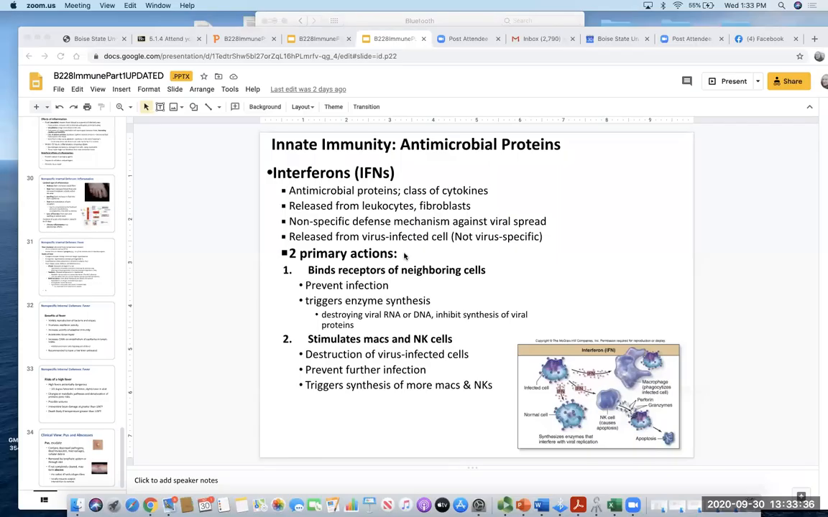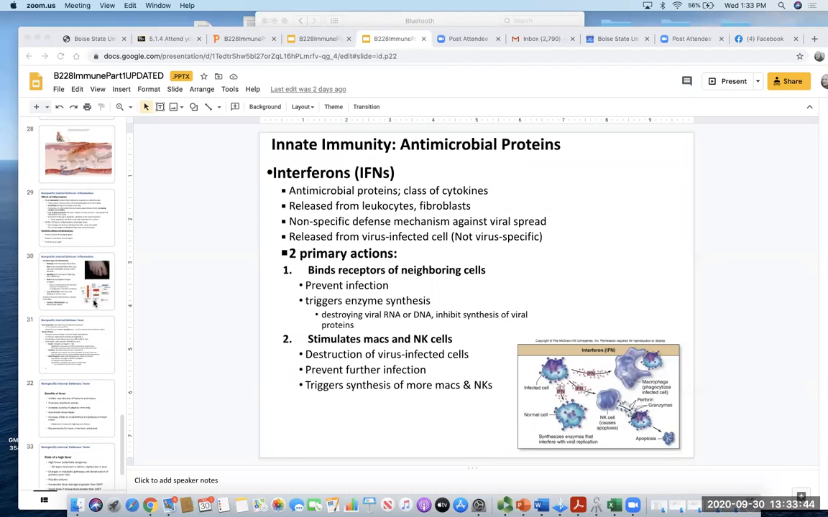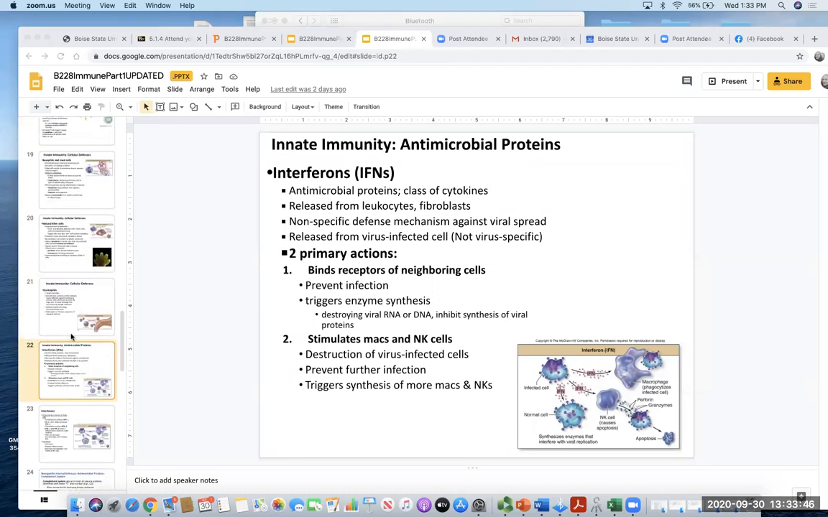Okay, so we're just going to pick up where we left off. And I think where we left off was with eosinophils. Does that sound right to everyone? Anyway, I think it is. I guess either way, I'm going to pick up with interferons. So, okay.